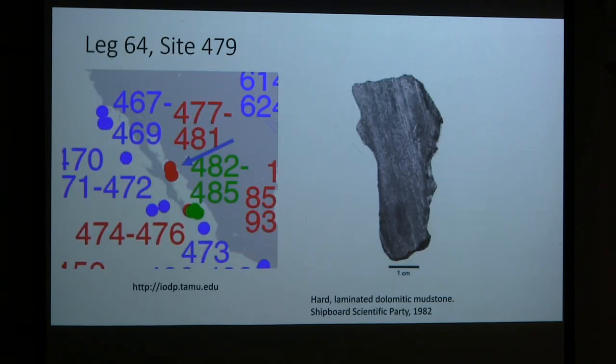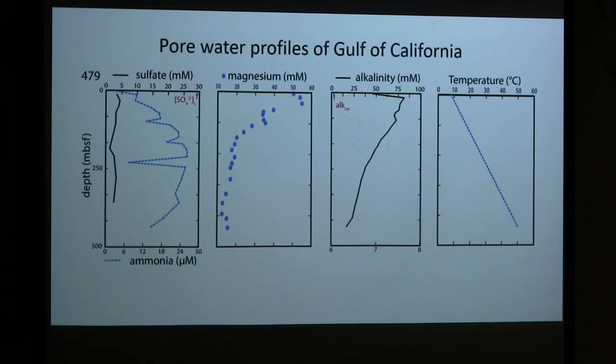Here is another look at the area of the site, and then an example of one of the dolomitic stones taken from this core. Down at the bottom, we see a 1 centimeter scale. Next, the pore water profile of this area. Looking at sulfate, sulfate in seawater is 28 millimolar. So by the time they were able to get data for these sediments, it was already drawn down. So we know sulfate reduction is happening.